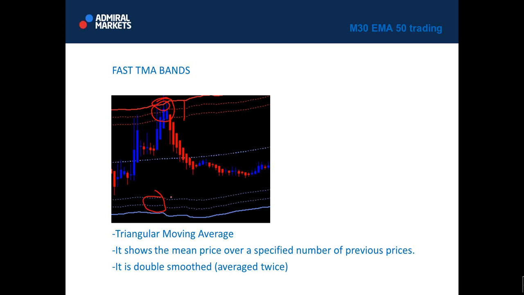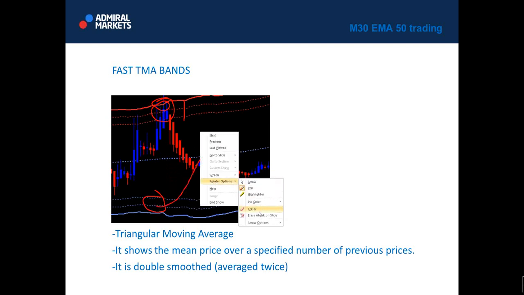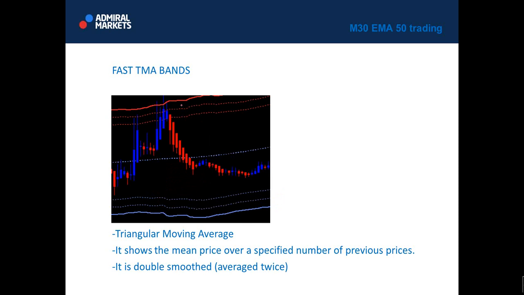The price needs to touch the lower bands in order for you to trade contrarian, but there is not only a single rule. There are a couple of rules which need to be respected. So triangular moving averages are double smoothed, averaged twice, and they give you price peaks, be it on top or the bottom.